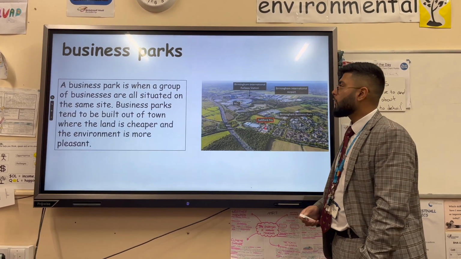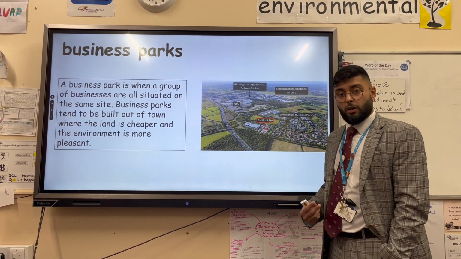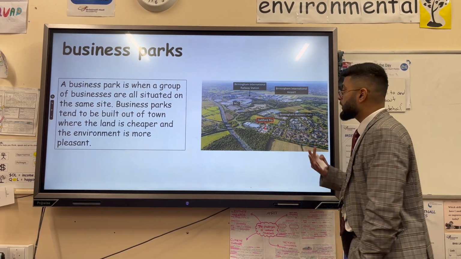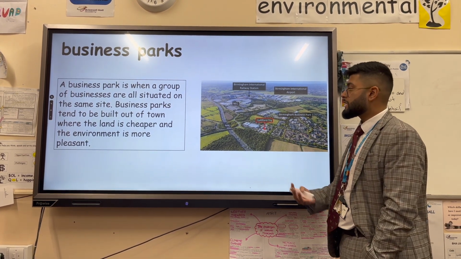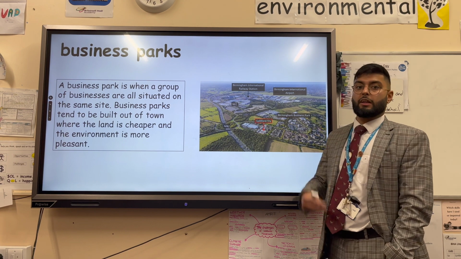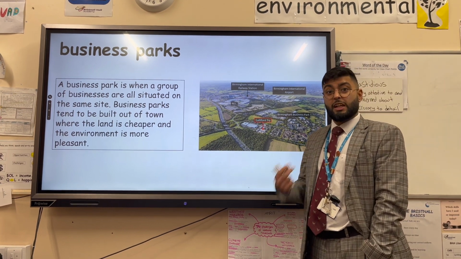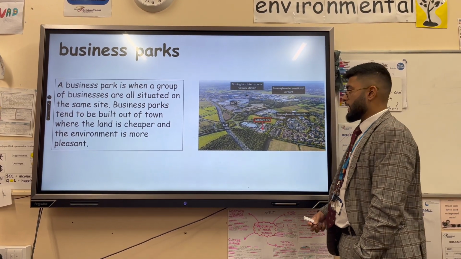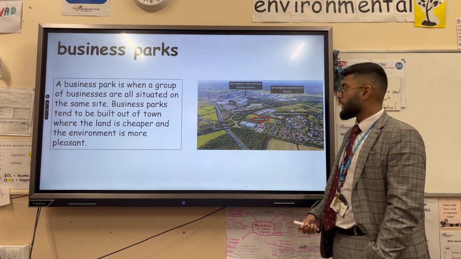Remember my Uncle Reg. Business parks are very similar, but these are just groups of general businesses, a cluster of businesses that are grouped together so that they can work together and be centrally located so that they can make more regional economic growth at a faster rate.